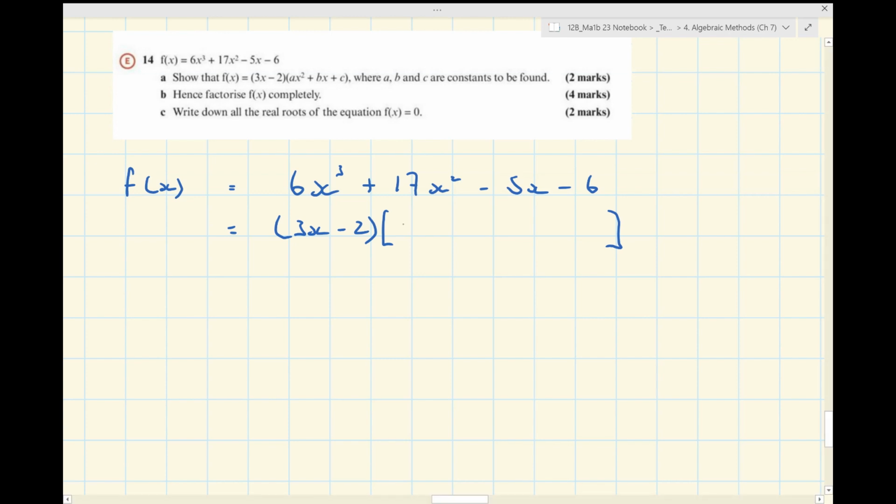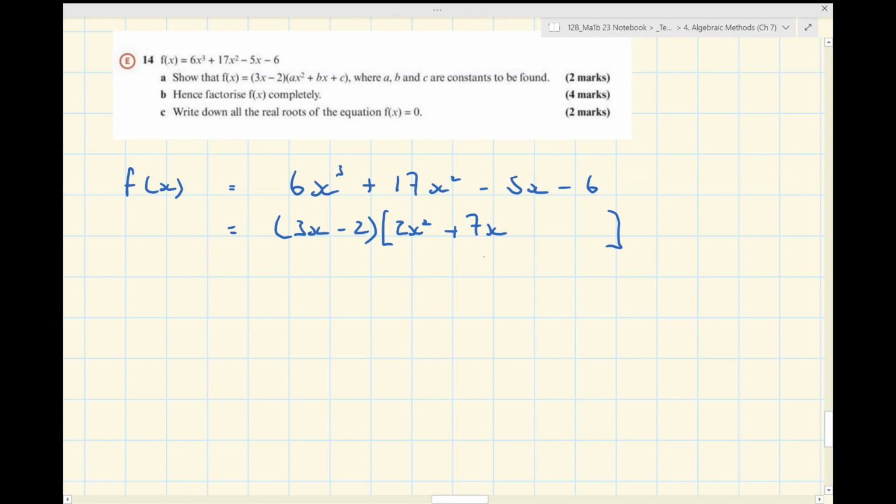So I'm going to have 2x squared here, which is going to give me minus 4x squared. So I'm going to want to add on another 21 because I've already got 3x there. I'm going to need a 7x there. That gives me minus 14.